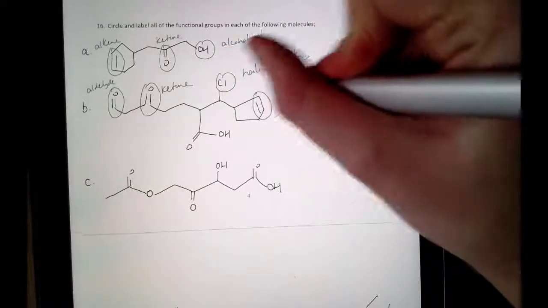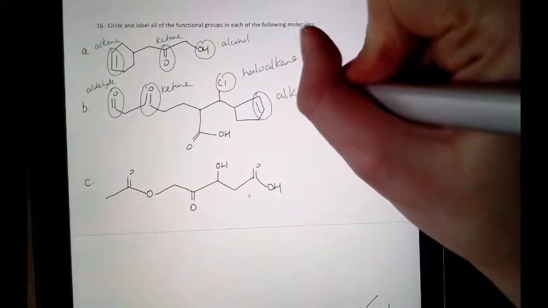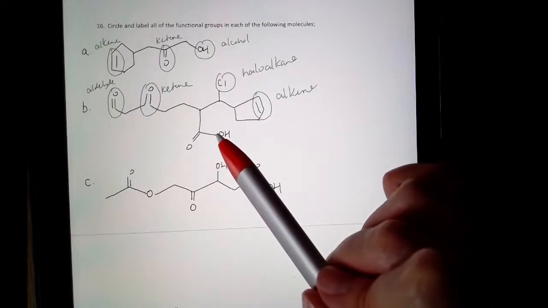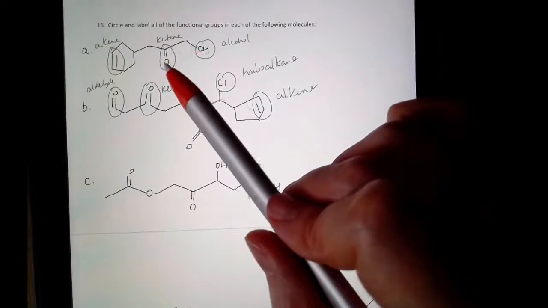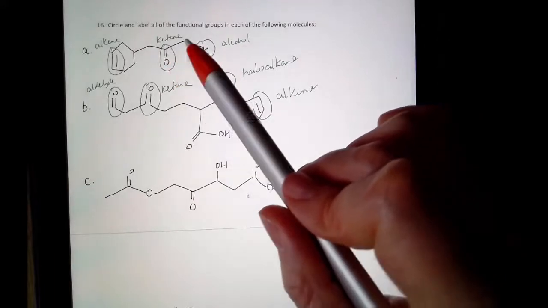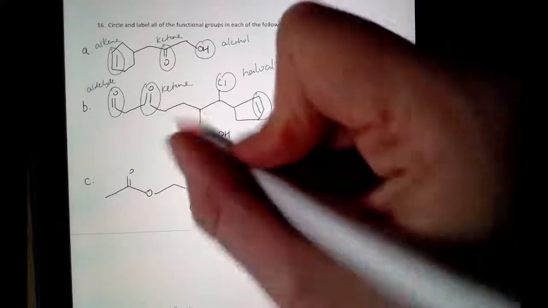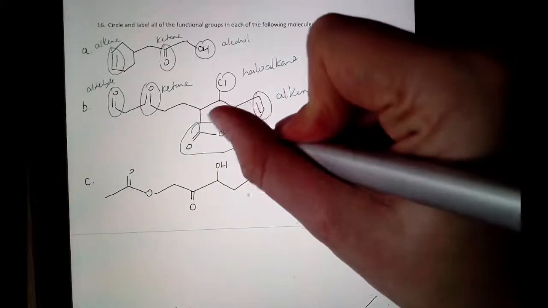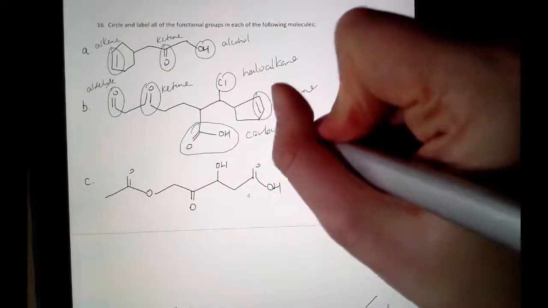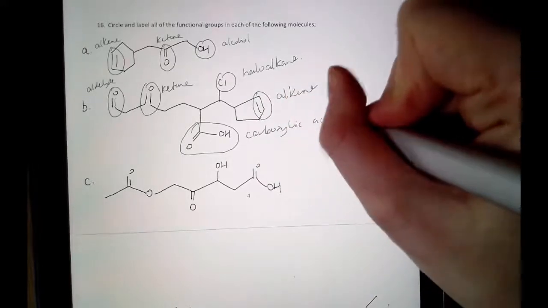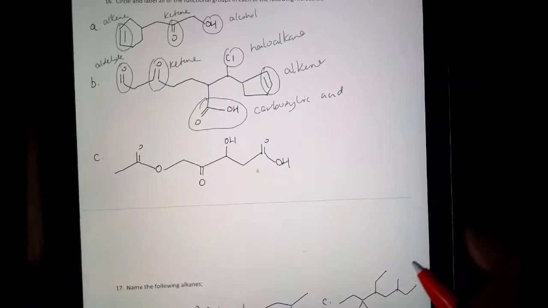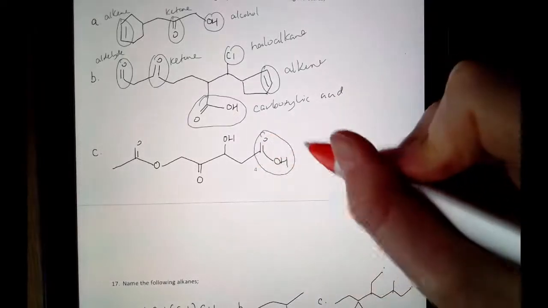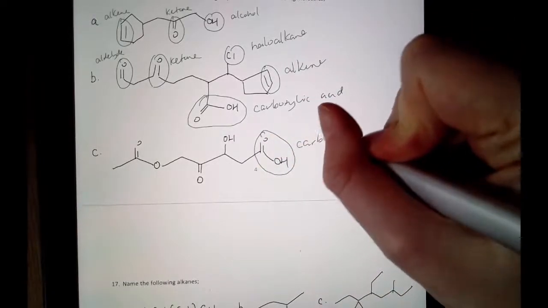Here, carbon double bond carbon, that is an alkene. And then here, I've got my carbon double bond oxygen, and I've got my OH. Above, I labeled this as ketone and alcohol because they were on different carbons. But here, because they're both on the same carbon, all of this becomes one functional group, and it is a carboxylic acid. In the next one, again, I've got an OH and a C double bond O on the same carbon, which means I've got another carboxylic acid.